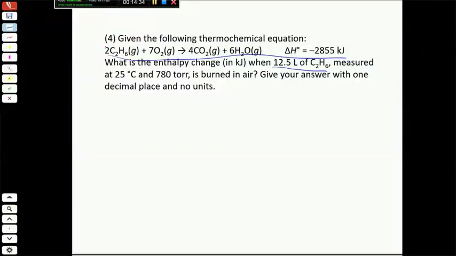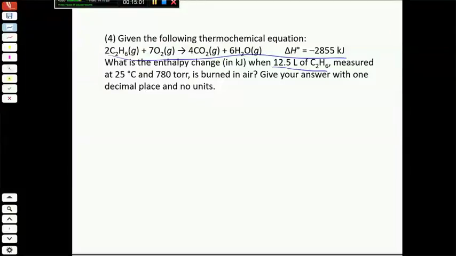So in these types of problems, we almost treat them like stoichiometry. We know what the enthalpy change is for the reaction in terms of moles of reactants and products. Let's figure out how many moles of reactants or product we actually have, and then use a conversion factor to determine the enthalpy change for that. So the first thing we need to do, just like any stoichiometry problem, is figure out how many moles we have. So what we're told here is that we have 12.5 liters of ethane, 25 Celsius, 780 torr.